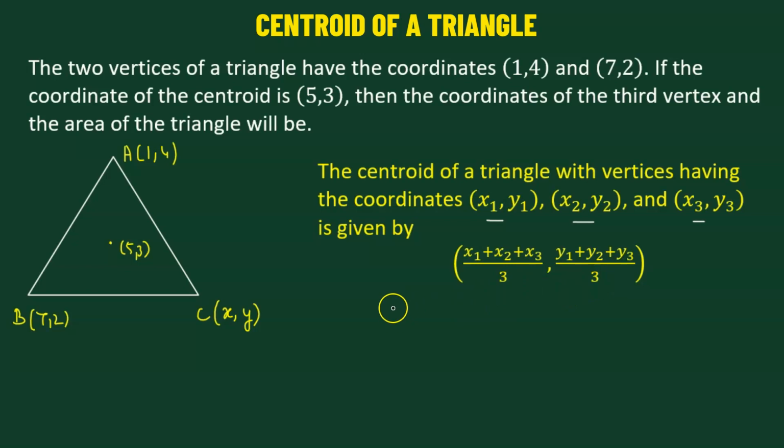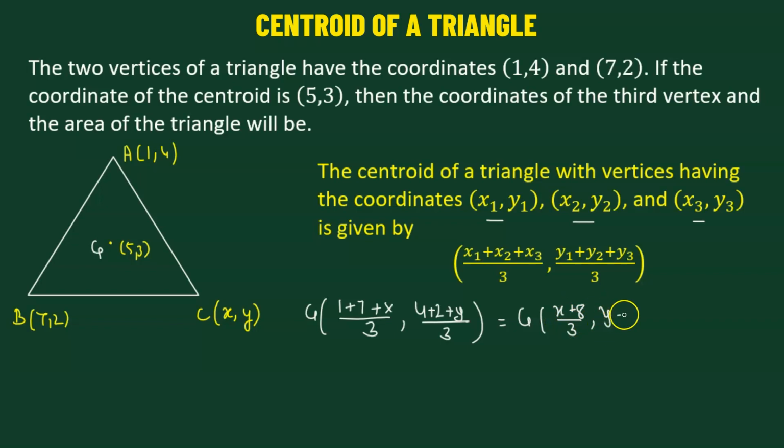Okay, so using this particular formula, the coordinate of the centroid, let's call it G, is going to be given by, so here we're going to add the x coordinates of the vertices. So we have 1 added to 7 plus x, divided by 3. That's the x coordinate, and the y coordinate will be 4 plus 2 plus y, divided by 3. Which means that this comes out to be x plus 8 divided by 3, and y plus 6 divided by 3.